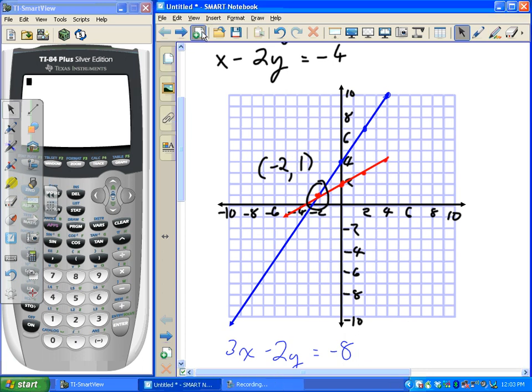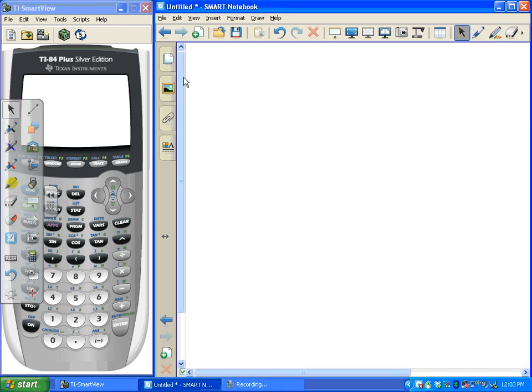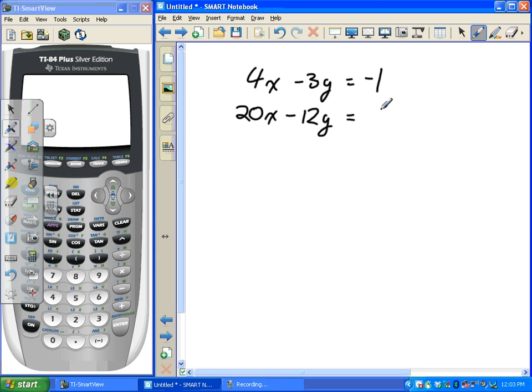That was question 1. Question 2 on your test says find the point of intersection, but it doesn't give you a specific way of solving it. So it gives you these two lines, 4x minus 3y equals -1, and 20x minus 12y equals 5. So it says to find the point of intersection. I could graph, I can substitute, or I can eliminate. A show of hands, how would you like me to solve this?